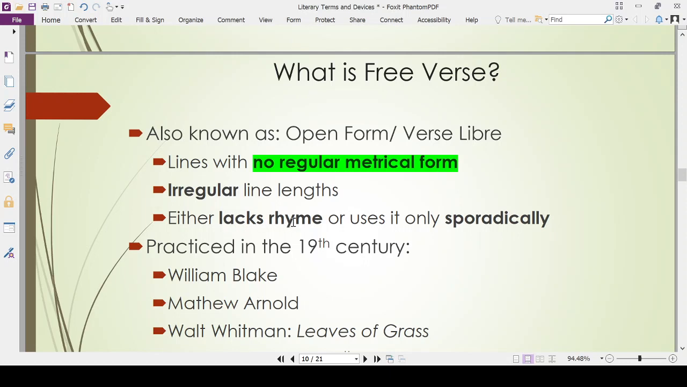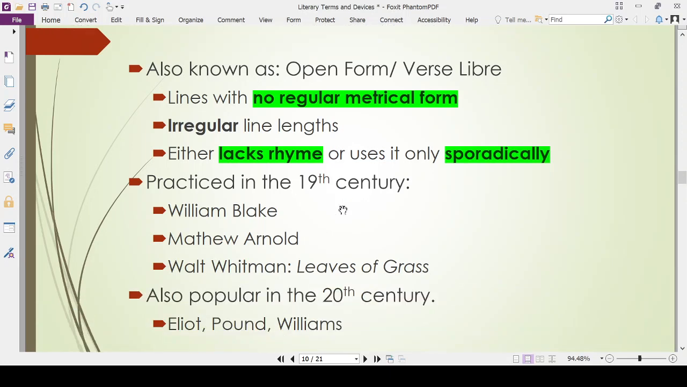And also when it comes to rhyming, either it lacks rhyming altogether or uses rhyming only sporadically. So you cannot really find a rhyme scheme here, because two lines may rhyme, but then the rest of the poem may not rhyme at all. And so that's why we say that when it comes to rhyming, there is no regular rhyme scheme to be found in free verse.